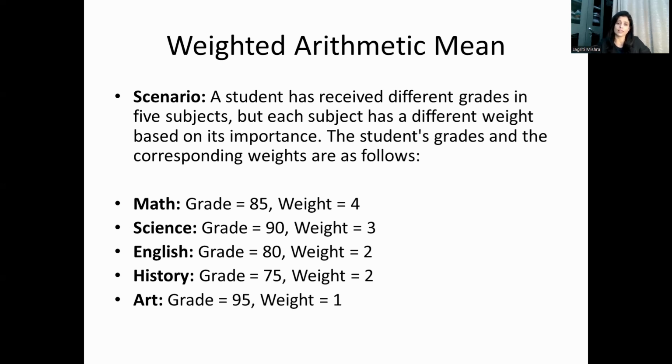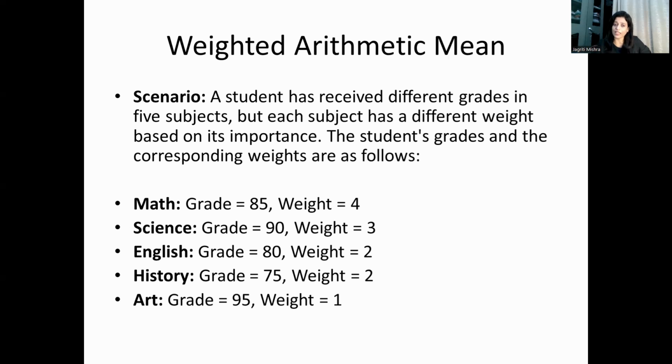So a student has received various grades in 5 subjects, and each subject has a different weight depending on its importance in the assessment of the particular student. So in maths, the grade that the student got was 85. The weight that is assigned to mathematics is 4. In science, the grade obtained is 90 and the weight assigned to the subject is 3. And so on and so forth. As you can see, in English, it's 80 and 2, and in history, it's 75 and 2, and in art, it's 95 and 1.